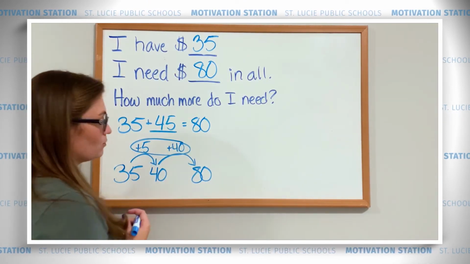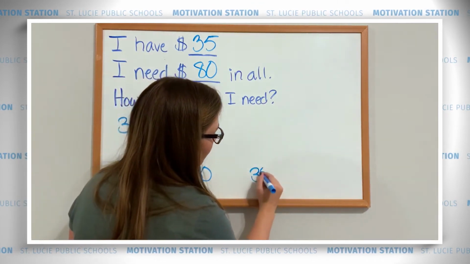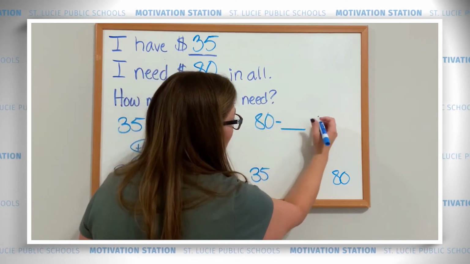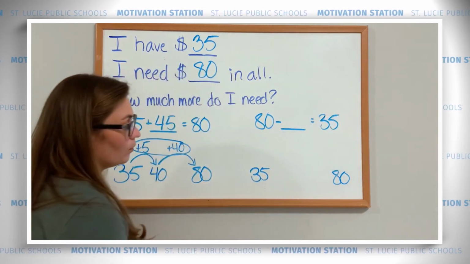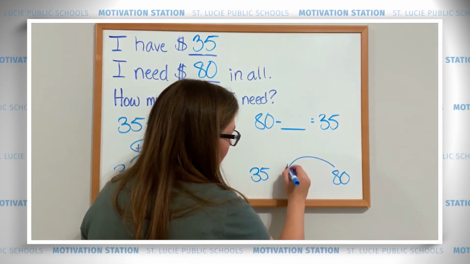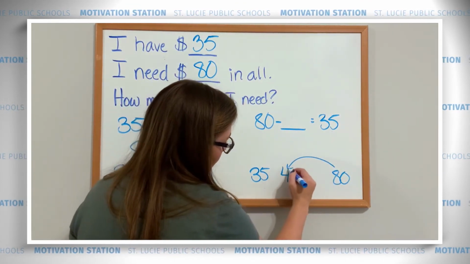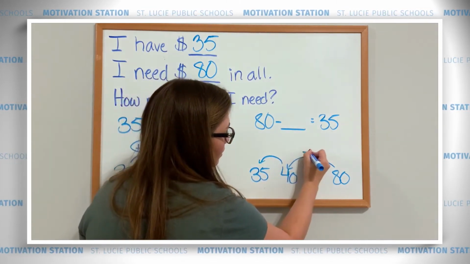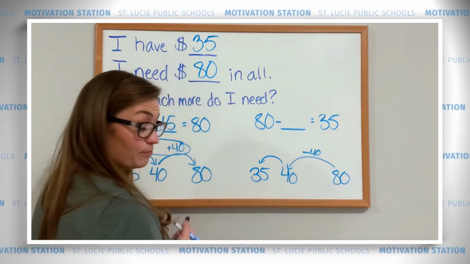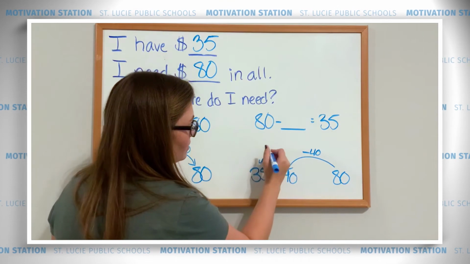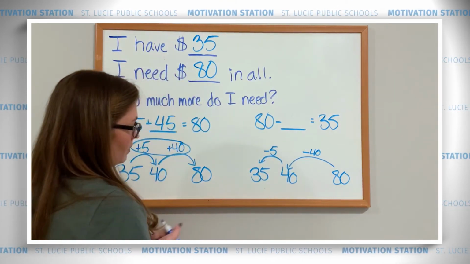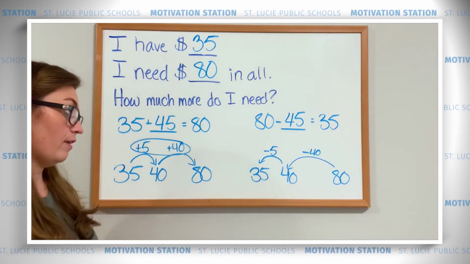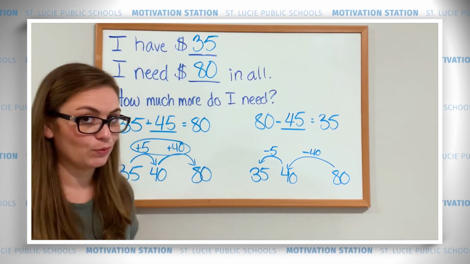Again, we can also show a subtraction. So for subtraction, I have my 35. I know I need to get to 80. My equation would be 80 minus what equals 35? Well, 80, I could make a jump and get to 40, and then I could do a little jump to get to 35. 80 minus what is 40? Minus 40. 40 minus what is 35? Well, that's minus 5. Again, my answer is 45. So how much more do I need? $45.